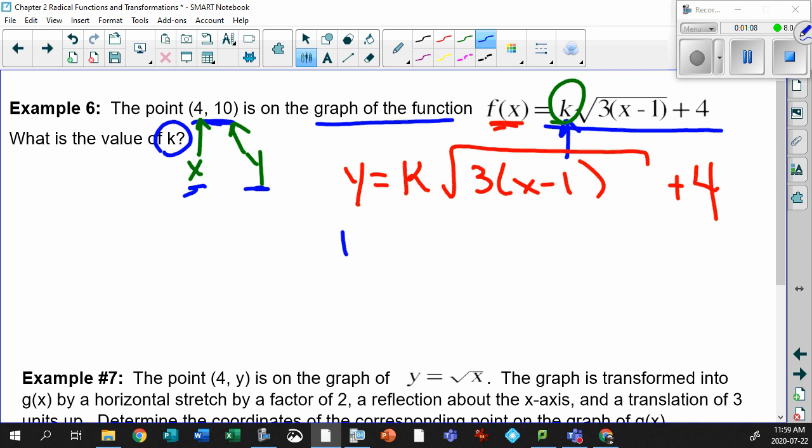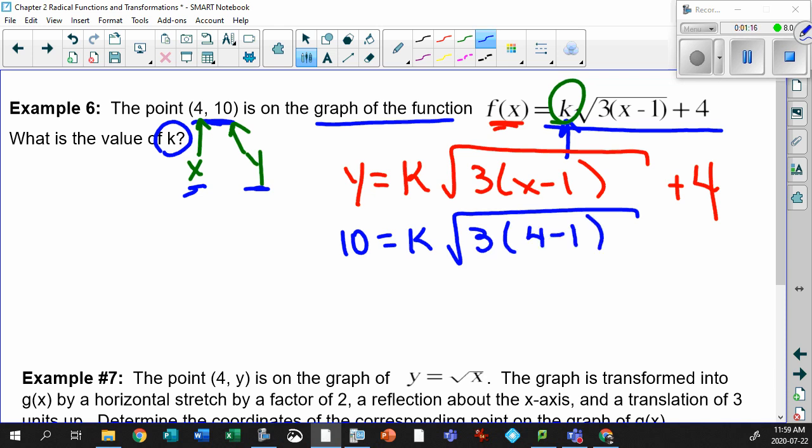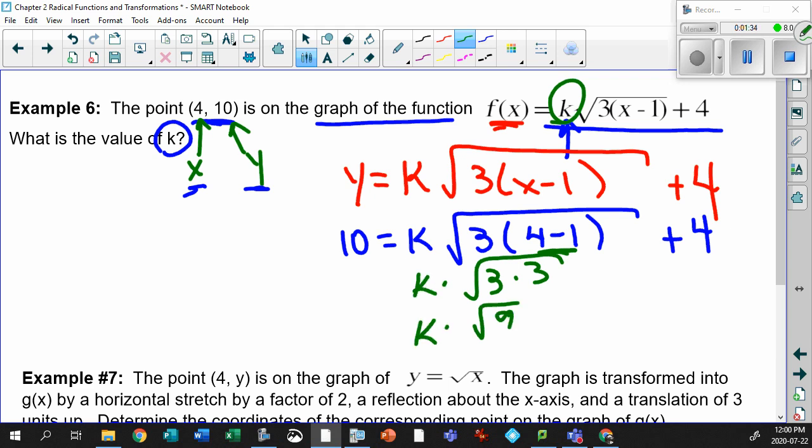So here we go. 10 equals 2k, right, square root, there's 3x is 4, 4 minus 1, look at that, plus the 4 on the outside. Don't forget your BEDMAS. That's going to help you an awful lot. So do what's in the brackets first. 4 minus 1 is, of course, 3. You have 3 times 3 under the square root here. 3 times 3 is 9. So you have the square root of 9. Don't forget that k value is just kind of traveling along with you for right now. Square root of 9 is 3.